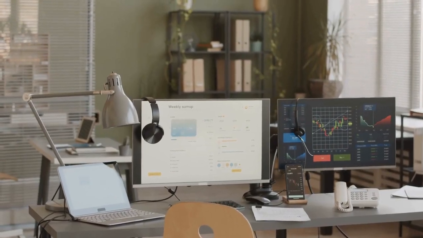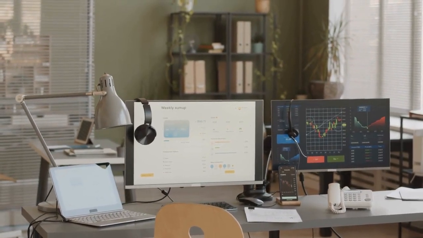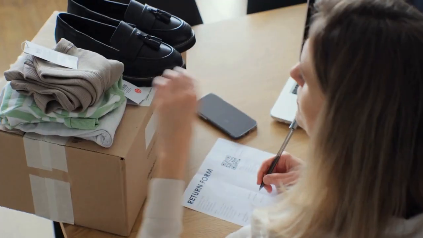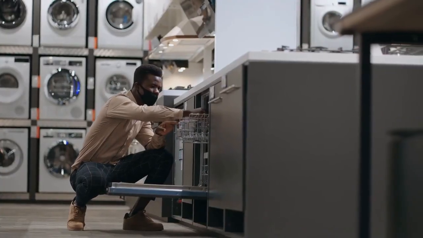Step 1. Choose a broker. Research and select a reputable online broker that fits your needs. Look for low fees, user-friendly platforms, and reliable customer support.